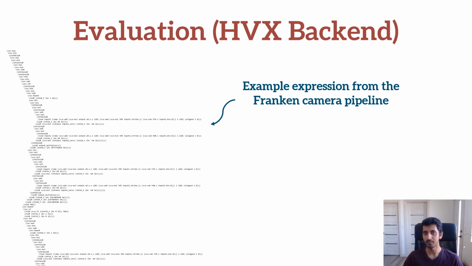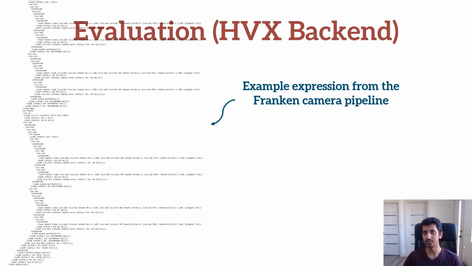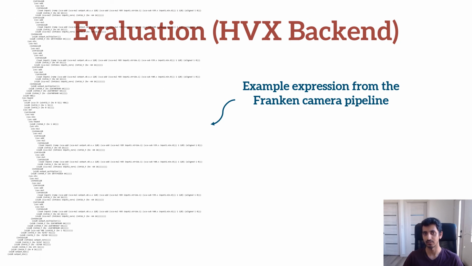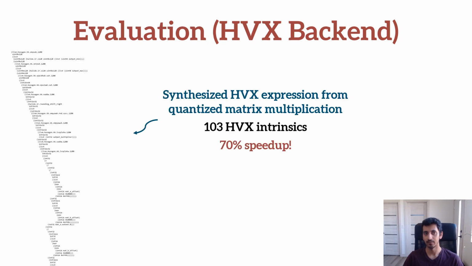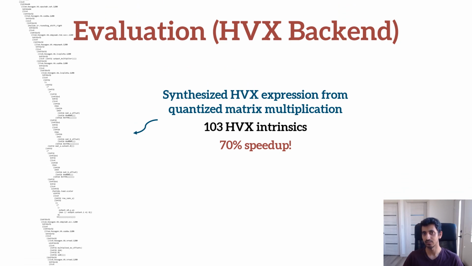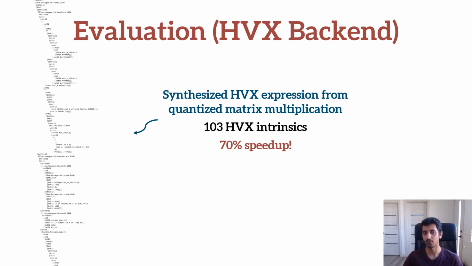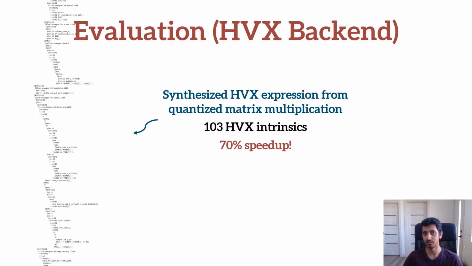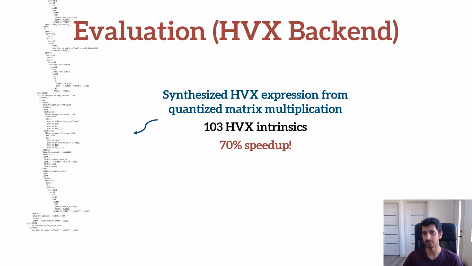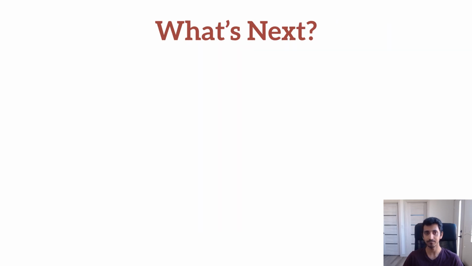Moreover, our experiments demonstrated that Rake can successfully scale to even very large input expressions, such as this expression from the Franken-Camera pipeline. Rake can also generate really large instruction sequences, such as this HVX implementation from the quantized matrix multiplication benchmark that contains over 100 intrinsics. This benchmark demonstrated an overall speedup of 70%.